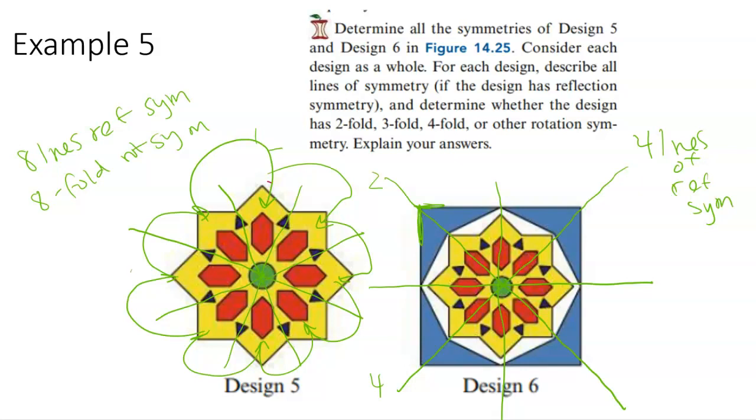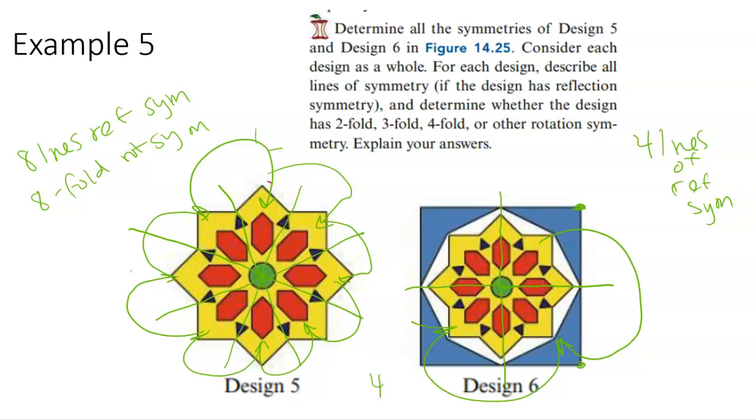And then it's kind of the same idea for our rotations here. Let's see what rotates. We kind of want to take the corner. We have to take that whole corner, because that corner has to map onto itself. So this space is going to go to here. 1, 2, 3, 4. So we've got 4-fold rotation symmetry.